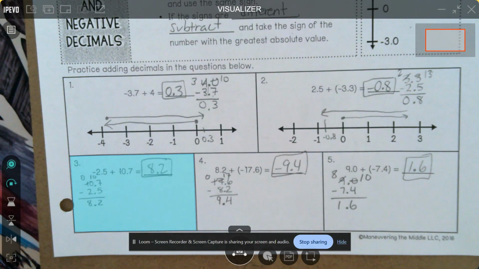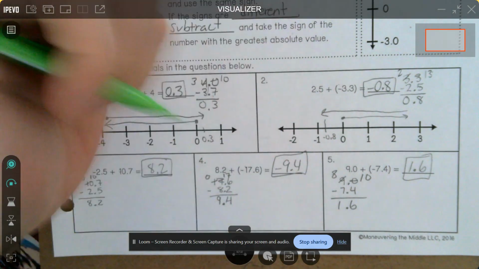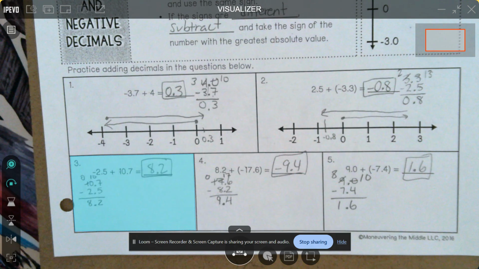Great job. Always remember, put the bigger number on top, and then make sure you're checking your addition rules. Same signs, add them up. Different signs, subtract.